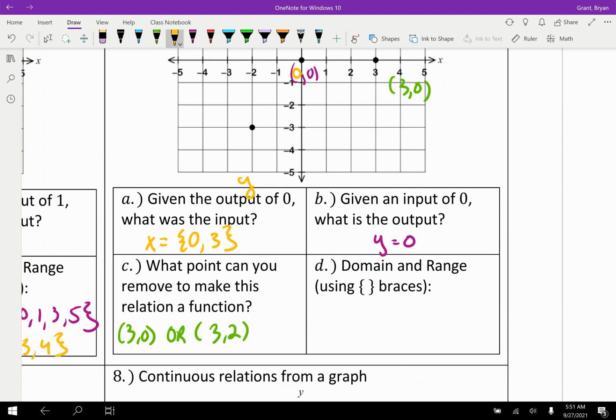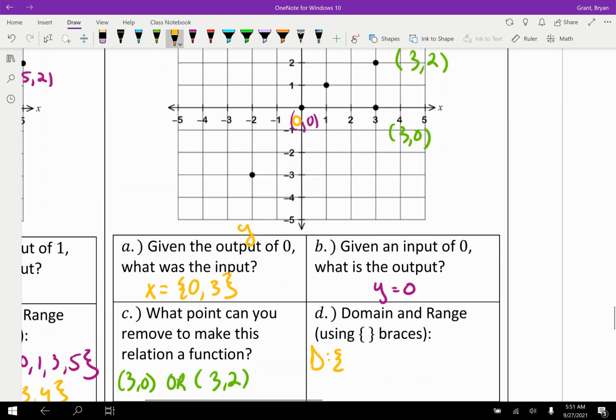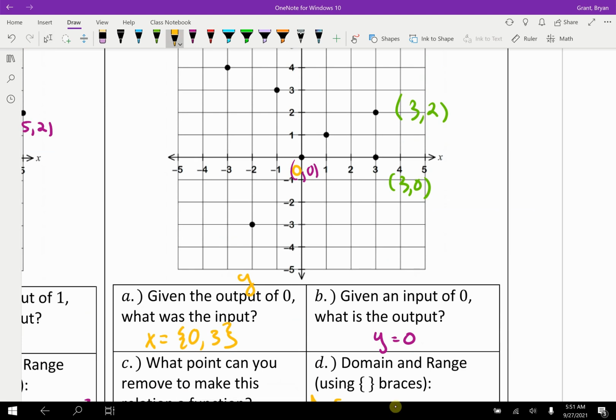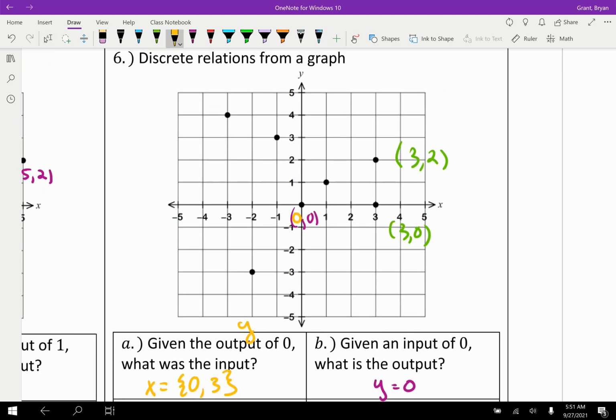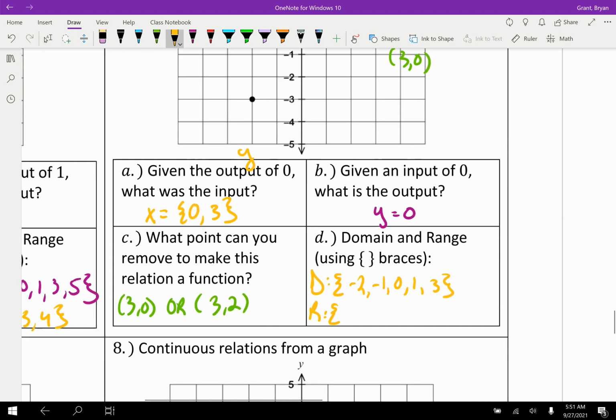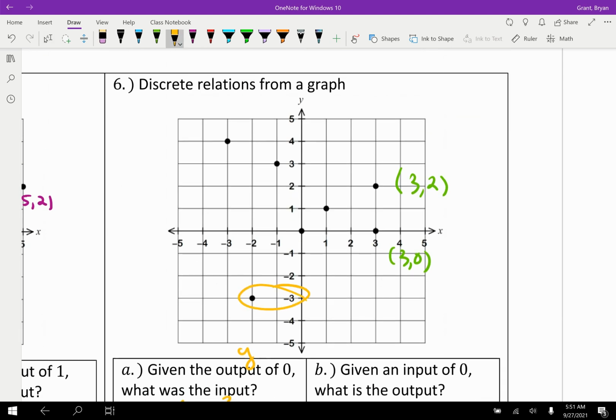Domain and range, nothing too bad. Our domain here, we do the same thing. We just run along the x-axis: -3, -2, -1, 0, 1, and then 3. And then our range, we do the same thing, but we go bottom to top. So I'm moving up my y-axis. I get to -3 first. Oh, I guess I forgot -3 on the x's. Sorry. There we go. So we start at the bottom. We get -3. And then as we move up, 0, 1, 2, 3, 4.